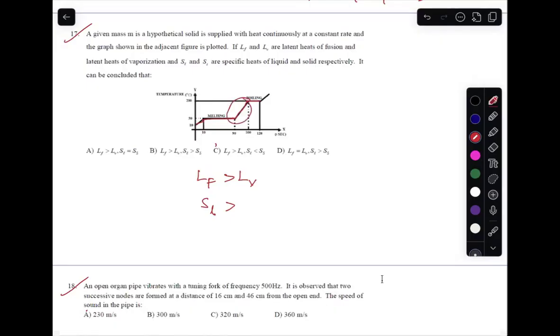So for this part, you are taking some heat Q. This is equal to ms delta T. Now here dQ by dt is mS times delta T by delta t. Remember you are giving it at a constant rate, dQ by dt is constant. Mass anyway is constant. So S into slope of the line is a constant. Here this is more slope, but S is less. So therefore S of liquid must be less than S of solid. So therefore C is absolutely correct answer.